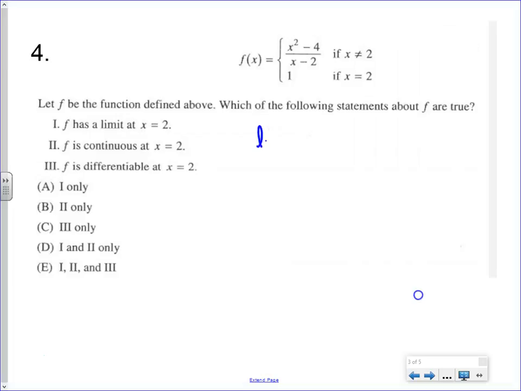Lo siento. Limit as x approaches 2? Could we factor? Yes. And reduce? Yes. Could we also see 0 over 0 and say, fine, derivative of the top and derivative of the bottom? Both ways work. I just happen to do L'Hopital's so that you guys can remember L'Hopital's. Now we plug in and say, oh sweet, the limit is 4. Does the limit exist? The answer is yes.